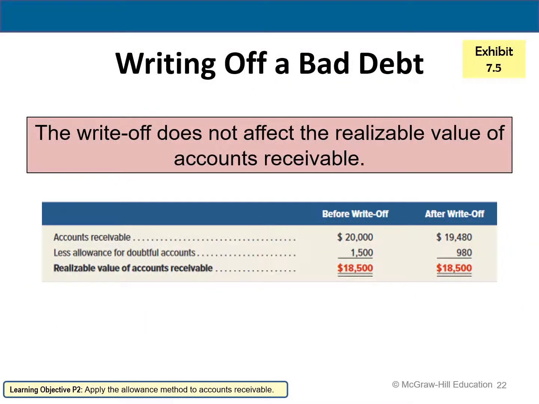So when you write off bad debt and you're using the allowance method, it doesn't affect the net realizable value of your accounts receivable. Because before our write-off, we had $20,000 in accounts receivable, less our allowance of $1,500. When we decide to write it off, all that's changing are our individual balances, but our net realizable value of accounts receivable doesn't change. Okay?